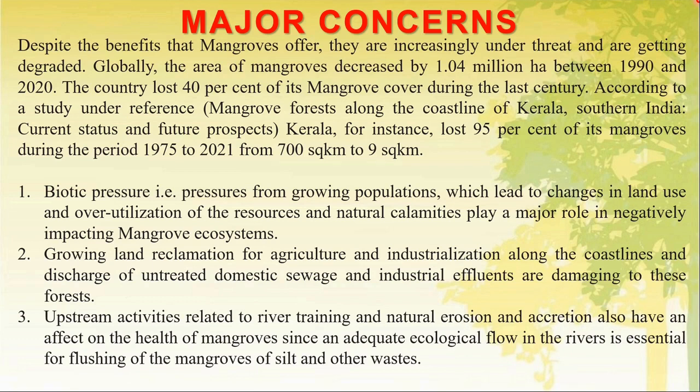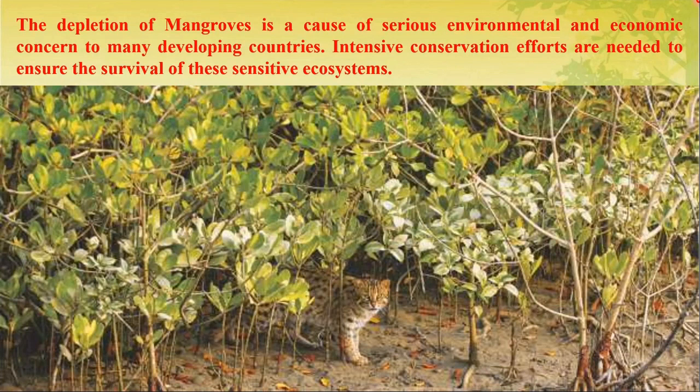If the flow of the river is not proper, it is a problem, because it is essential for flushing the mangroves of silt and other waste. So these are the broad concerns that I highlighted, and in our next video we will also discuss some of its current status and future prospects, and also the conservation efforts.